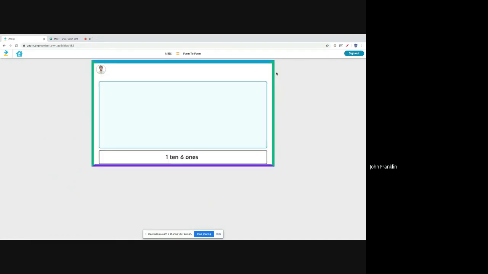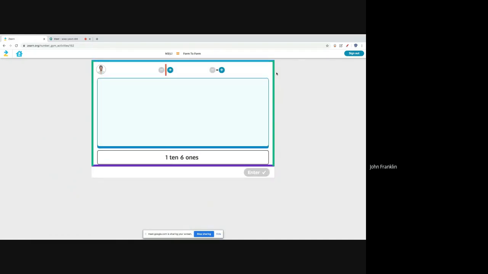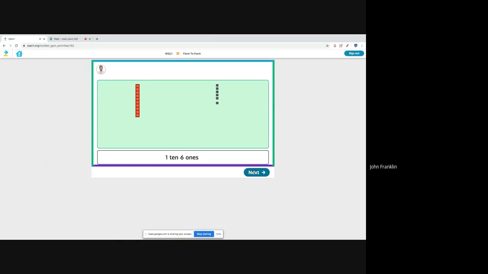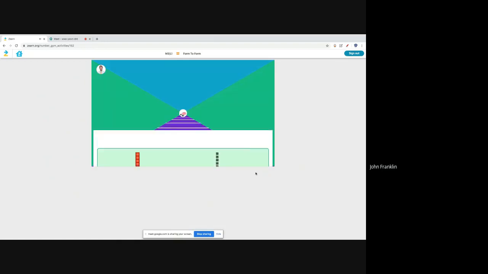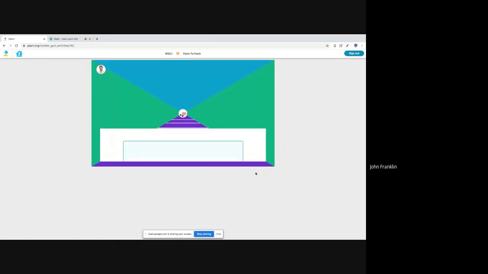All right, guys, so here we go. We're up. Like he said, we do 1 ten and 6 ones. There's our 1 ten. There's our 1, 2, 3, 4, 5, 6 ones. We should be good to go. Let's hit enter and see what it says. Showing in green, so we are correct. Now it's up to next. A little bit up the ladder.